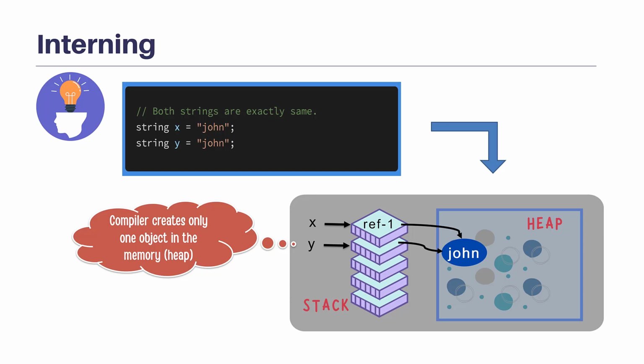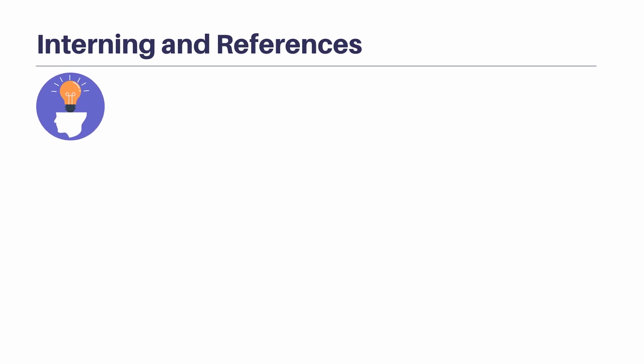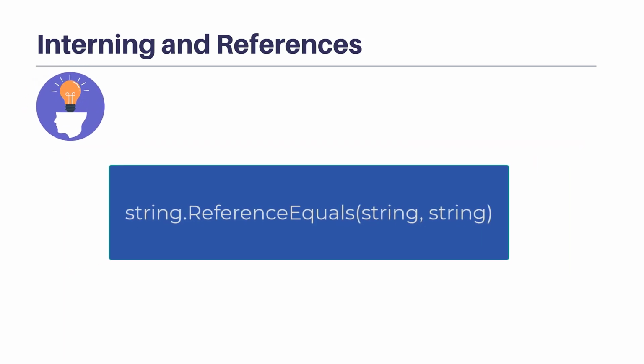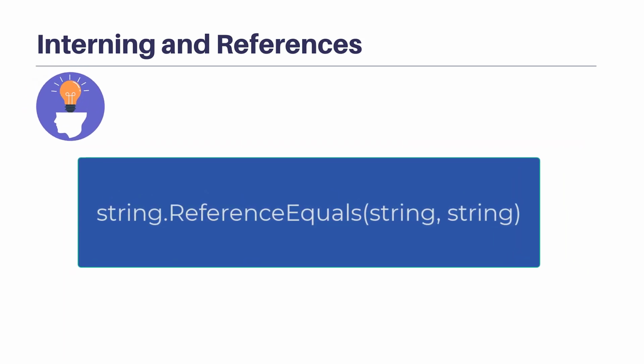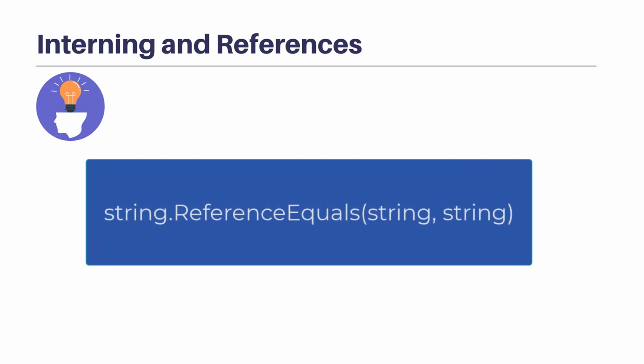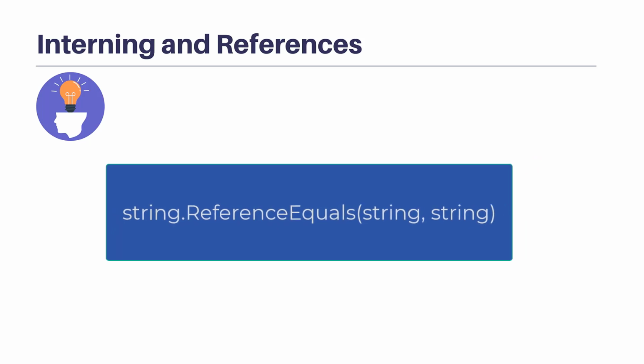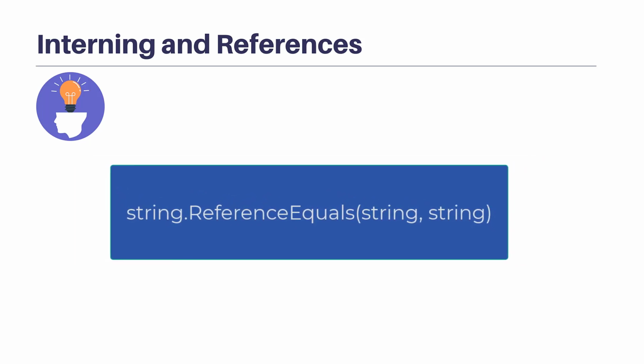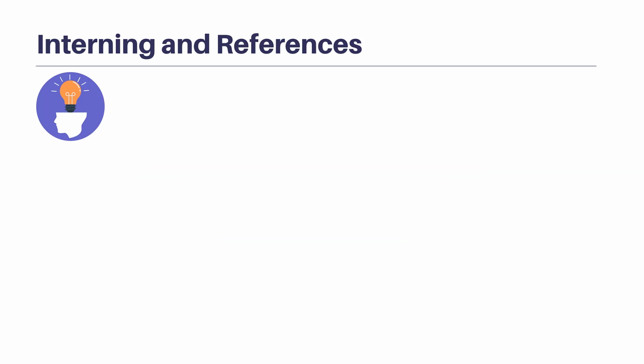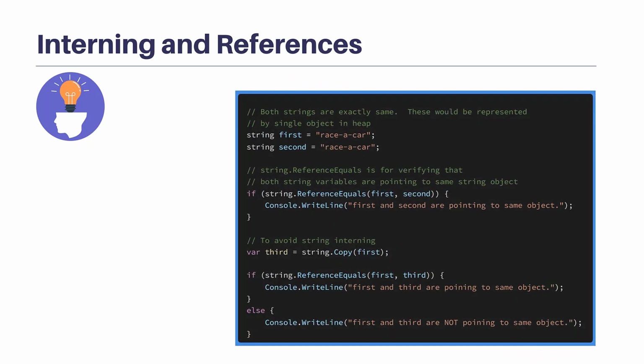Then why did I bring it up here for the discussion? Because the string class also provides the ReferenceEquals method, which needs two parameters. Both of those parameters must be of string type. This method returns true if both of the parameters which were passed to the method are pointing to the same object. This means that both of those variables should have the same reference.